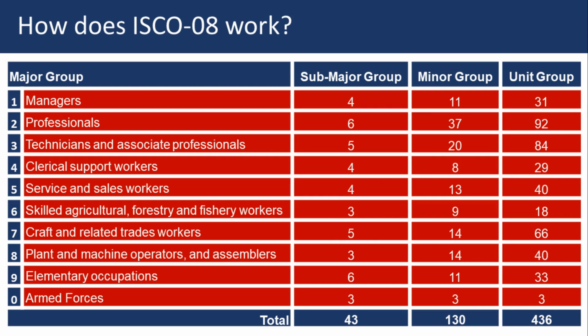Sub-major groups. Each major group is broken down into more specific categories based on types of work and skill levels. Across all major groups, there are 43 sub-major groups. Minor groups. Sub-major groups are further divided based on specialized areas of work, creating 130 minor groups in total. Unit groups. The most detailed level, unit groups list specific occupations and their tasks. There are 436 unit groups, providing the highest level of detail for job classification.